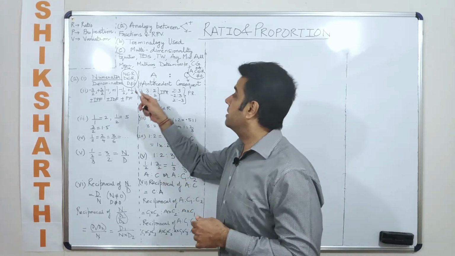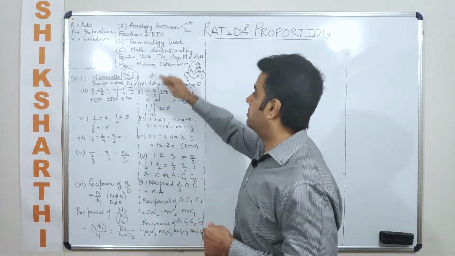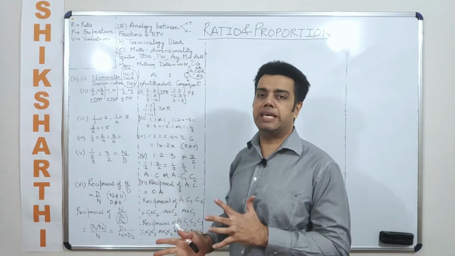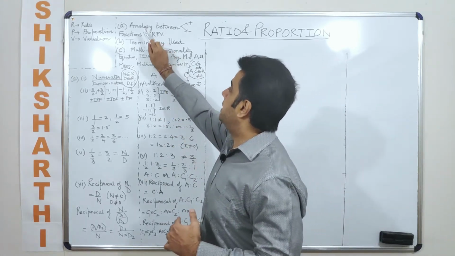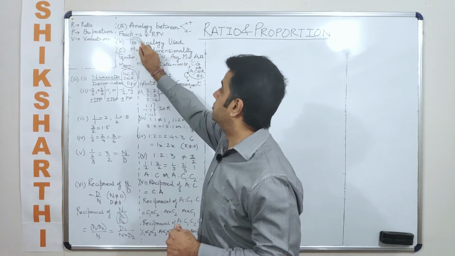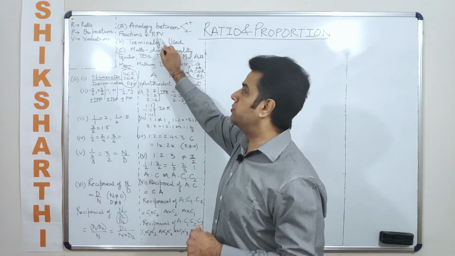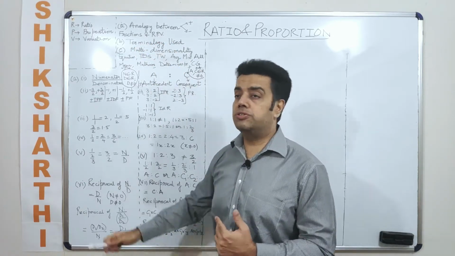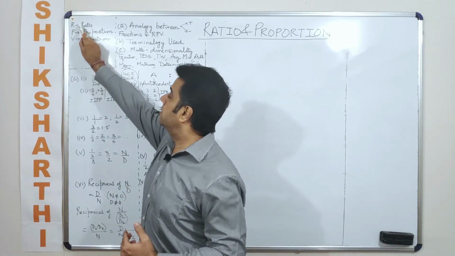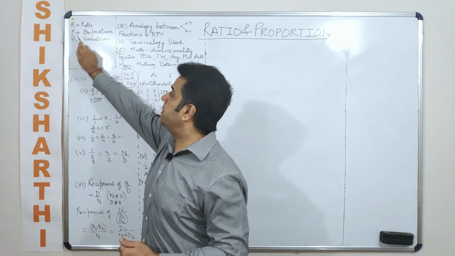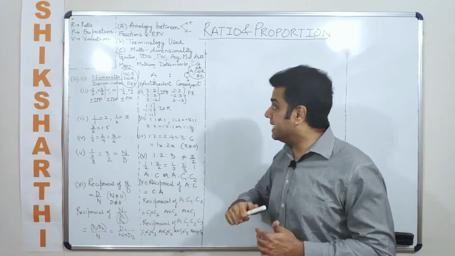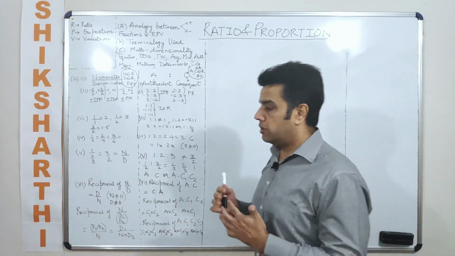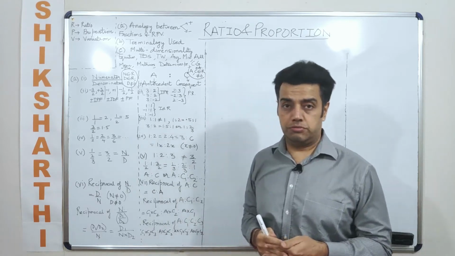So you would see this entire session we have divided into a few parts. The first part is we will try and bring an analogy between fractions and ratio, proportion, variation. For further discussions, R is for ratio, P is for proportion and V is for variation. Second, which is the B part, we will be talking about the terminology used.